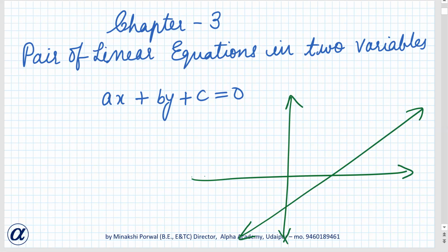Any line I can get in the xy plane, but it will be a straight line. So this is y dash, x dash. This is the positive x-axis, this is the negative x-axis, this is the positive y-axis, and this is the negative y-axis. So when we plot this equation ax plus by plus c equals 0, what is the solution of the equation? Every point on this line is a solution of the equation. So when we have only one line, there are infinite solutions because there are infinite points lying on a line.